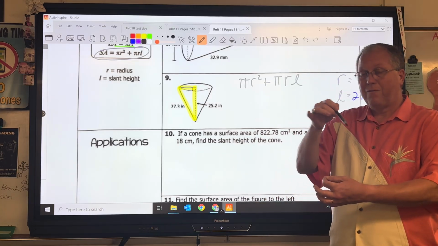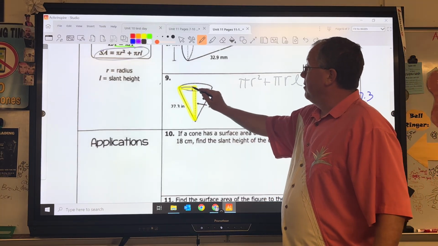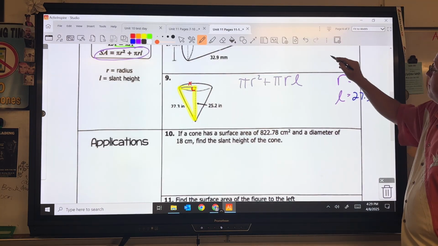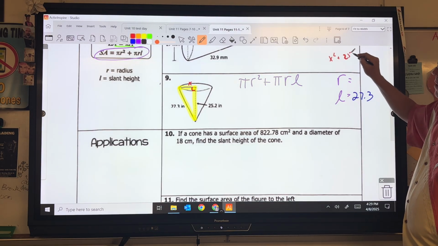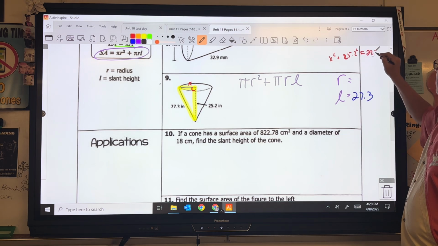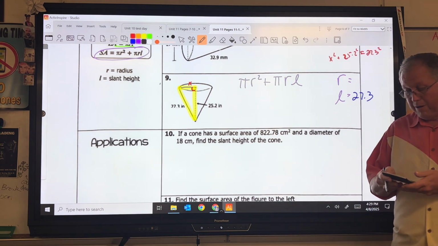It's just a series of right triangles going around in a circle. So I'm looking for this leg. To get my radius, I'm going to go leg squared plus leg squared, 25.2 squared, equals 27.3 squared. Now, I've got to tell you, there are going to be some funky numbers right here.